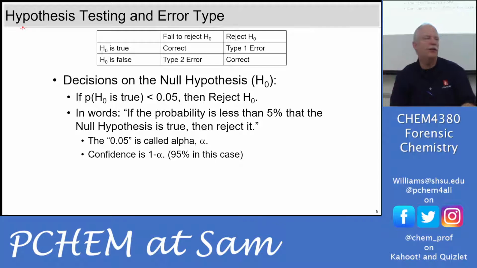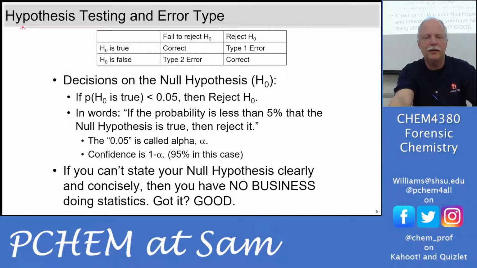And 1 minus alpha is your confidence. So an alpha of 0.05 goes with a 95% confidence. So we hear that all the time, 95% confidence. And that means your alpha is 0.05. So that's that bar for the probability. It has to be less than 0.05 before you can reject it.